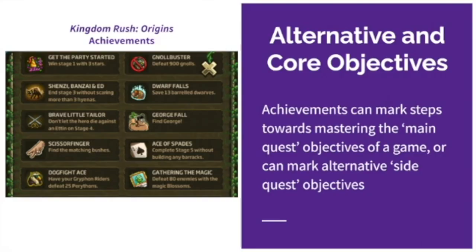But then other items on this list are achievements for discovering hidden details in different stages, like the George Fall achievement, which relates to a little animation that plays if you tap on a hidden button in a particular stage, or to playing exceptionally well or in an interesting and unusual way, like the Ace of Spades achievement, which rewards you for not using one of the basic types of units on stage 5, which is more difficult, but also a potentially interesting way to vary your playstyle and learn some new things about the interactions of the game's other mechanics.